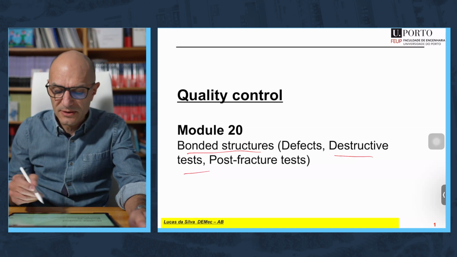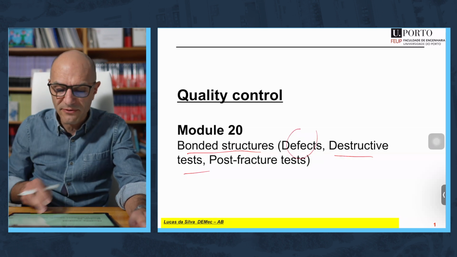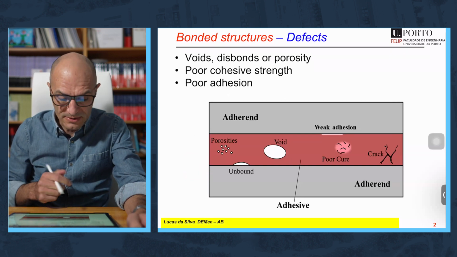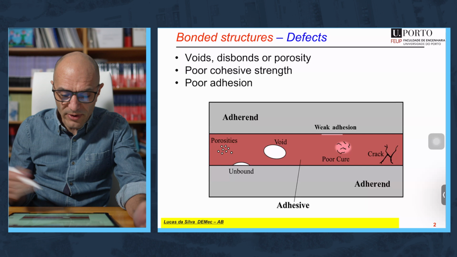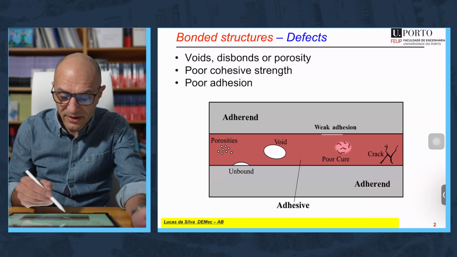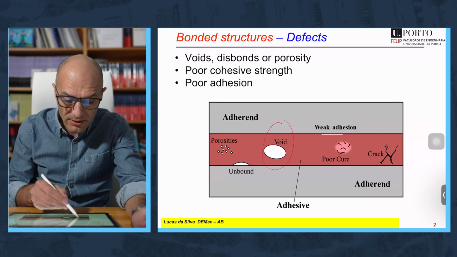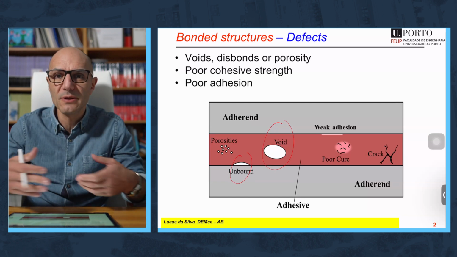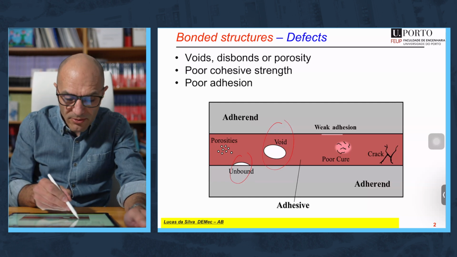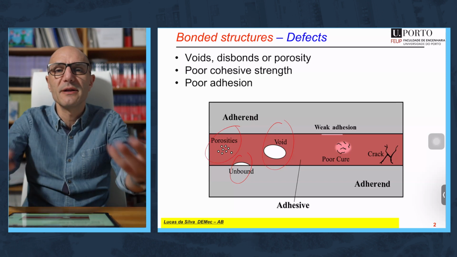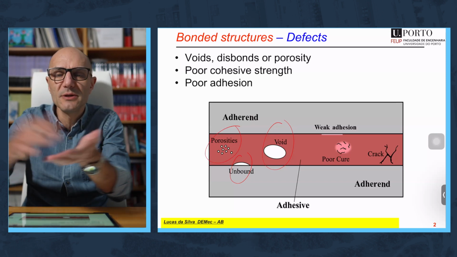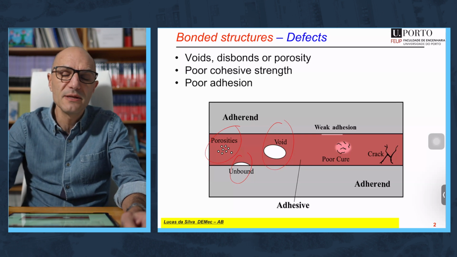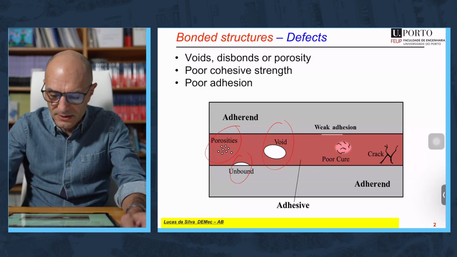Let's start with the destructive tests, but before we start, the type of defects that we can have in a joint. And unfortunately, there are many types. So what can you have? Well, you have some that are very, very obvious. For example, a big void in the middle or at the interface because simply you didn't put enough adhesive. You can have porosity because you have an adhesive that cures by condensation and you didn't have enough, or you didn't apply enough pressure, or you are using a film adhesive that tends to be porous.